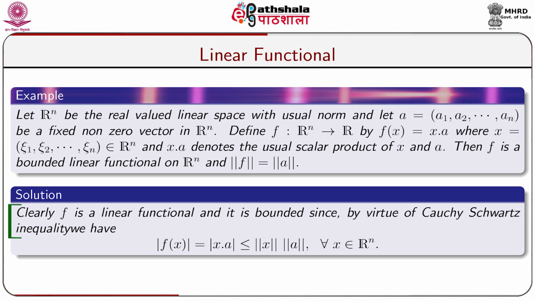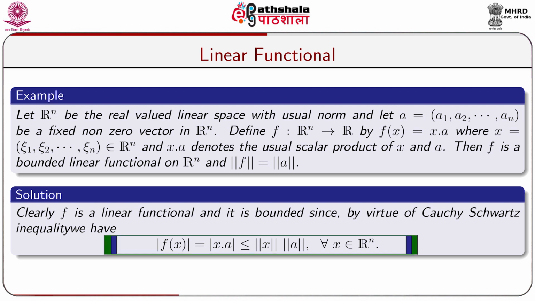So, the solution looks like this: f is a linear functional, where you have assumed that f(x) is equal to x·A. By easy calculation, we see that f is linear. Also, it is bounded, since by virtue of the Cauchy-Schwarz inequality, modulus of f(x) is equal to modulus of x·A, less or equal to norm x into norm of A for all x belonging to R^n. This Cauchy-Schwarz inequality will be studied in detail in another chapter.